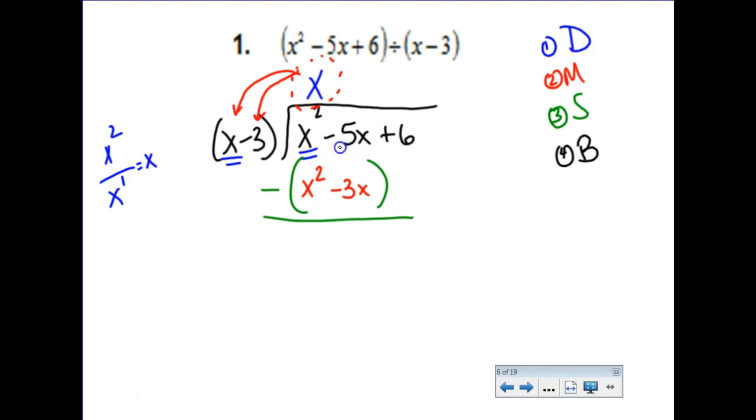So make sure that happens, and then negative 5 minus negative 3 for x's is going to come out to a negative 2x. And then just like in 4th grade long division, I need to bring down my next term. I'm using the wrong color. Look at me messing that up. There we go. And now I start the process all over again.